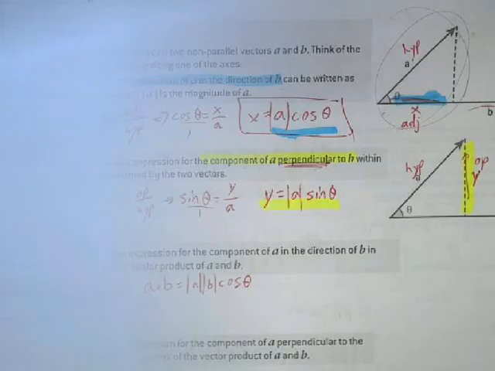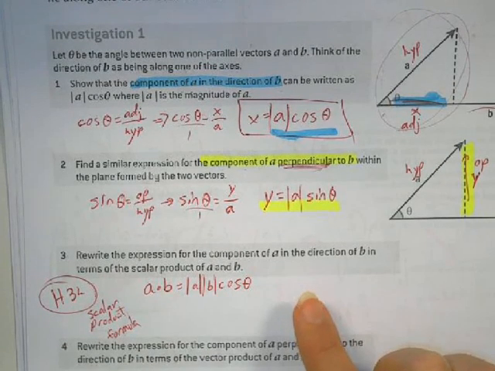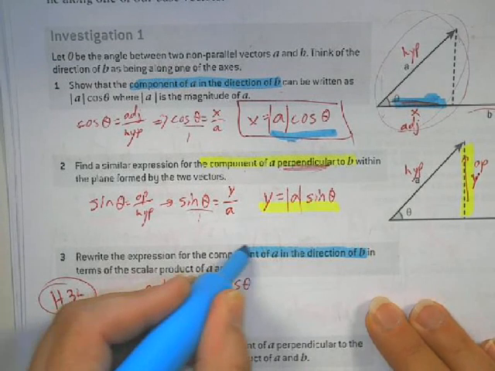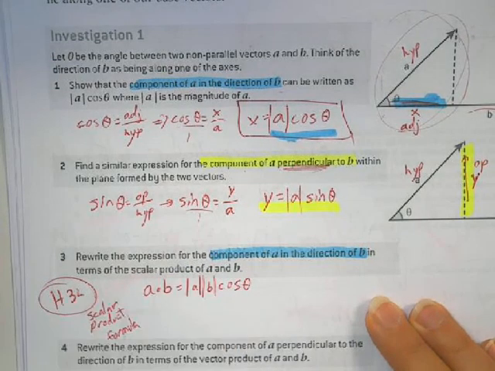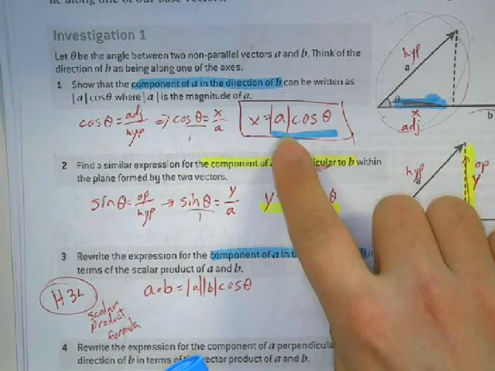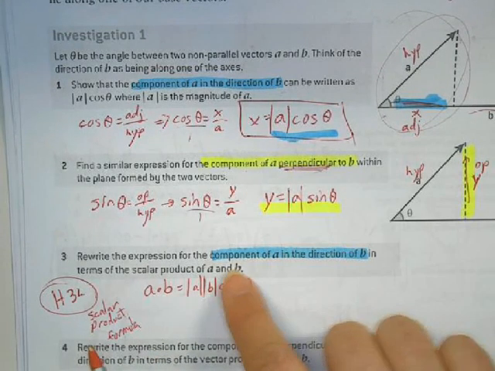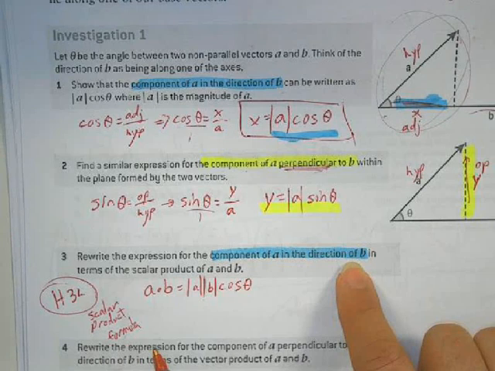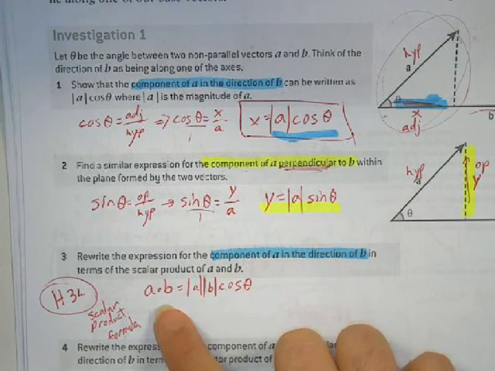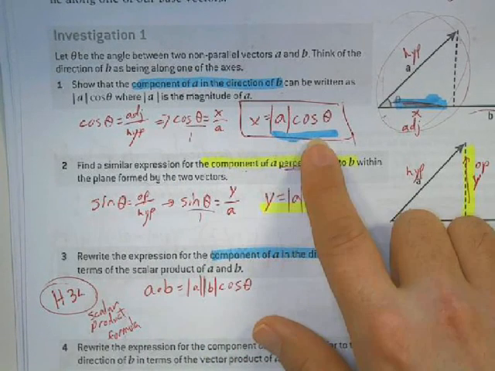So we're going to rewrite an expression for the component of A in the direction B. The component of A in the direction of B is this, right? So we're going to rewrite the expression for the component of A in the direction B in terms of the scalar product of A and B.